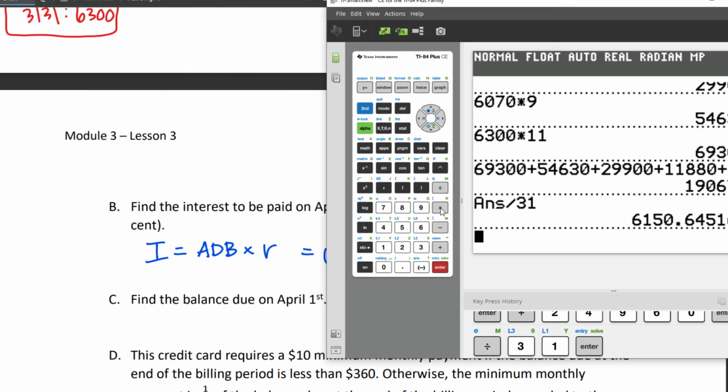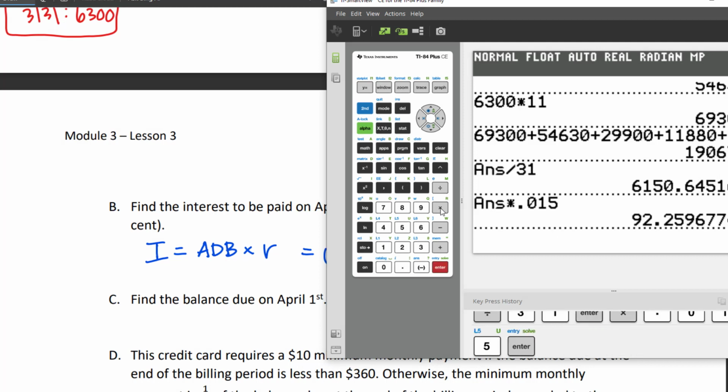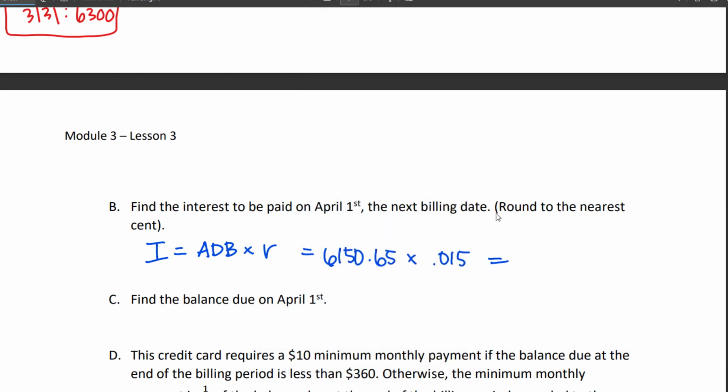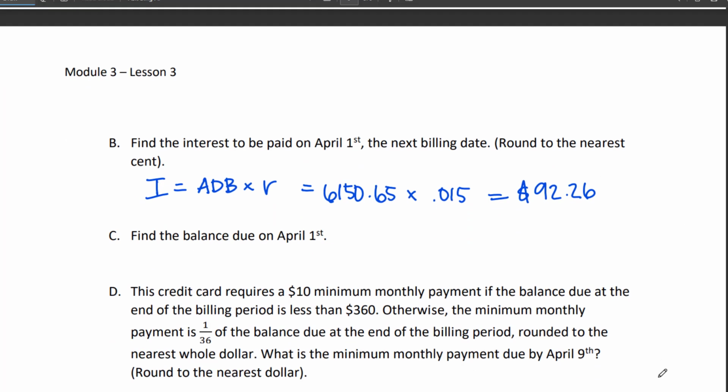So 6,150 times 0.015. We get $92.26. So this is how much interest is being tacked on for this month, for the month of March.